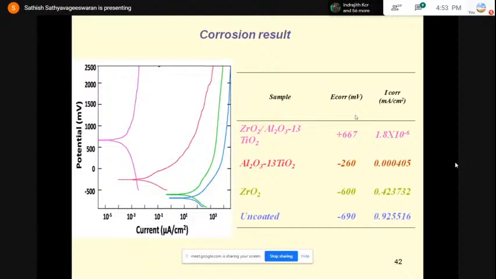So this is mainly due to the presence of very dense and uniform microstructure observed in the SEM image. And moreover, the yttria stabilized zirconia coating has got very low hardness. And this is mainly due to the presence of pores and cracks observed in the coating.